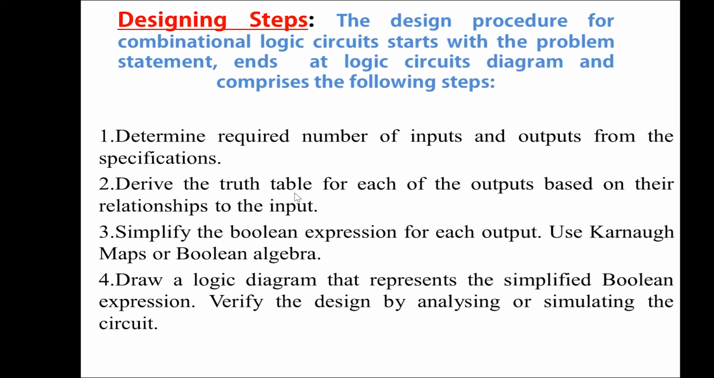Next, preparation of the truth table. To get the outputs, what are the possible inputs? We should know that from the truth table, that is, derive the truth table for each of the outputs based on their relationships to the inputs. After writing the truth table, we have to minimize the Boolean expressions, that is, simplify the Boolean expressions for each output by using K-map or Boolean algebra equations.